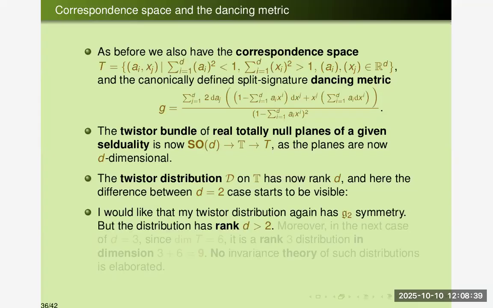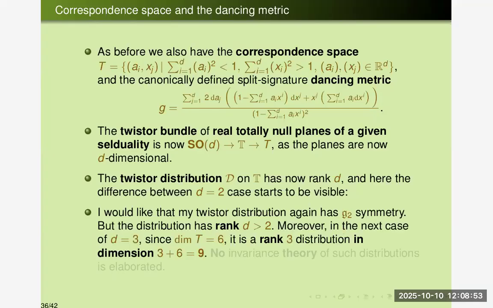Because now the rank of the distribution is greater than 2, so it cannot be (2,3,5), because 2 is just from rank D, and rank D is greater than 2. So for D equal 3, it will be a rank 3 distribution. And now the bundle T will have dimension 3 plus 6, 9. So it will be a rank 3 distribution in dimension 9. Rank 3 distribution in dimension 9.